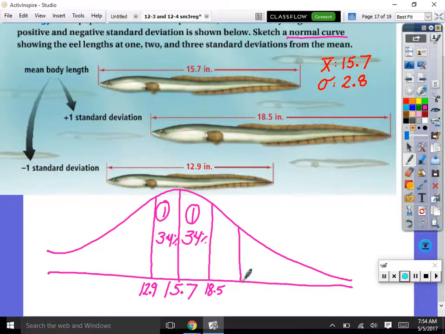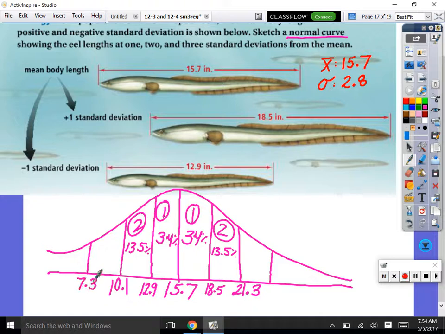Okay, so then let's go to two standard deviations. Take your calculator and do 18.5 plus 2.8 for me, please. Thank you. So 21.3 inches long. Interesting. Okay, 12.9 minus 2.8 is 10.1 inches long. So then 13.5%. Getting these memorized, 13.5%. Let's do three. So subtract that from that. Somebody else do this side, and then you'll shout them out to me. 7.3 inches long, that was three standard deviations, and it was 2.35%.